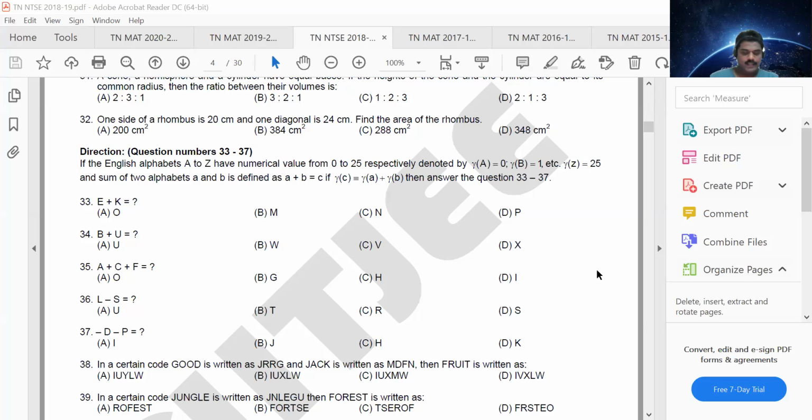Right. Welcome to the second part of coding and decoding. As you know already, we have a small portion left from part one. So, moving to that part directly.